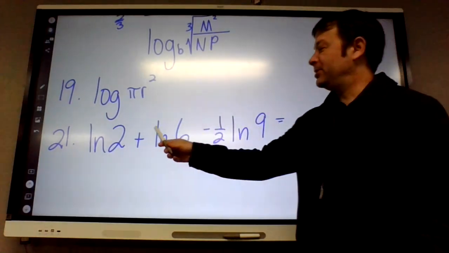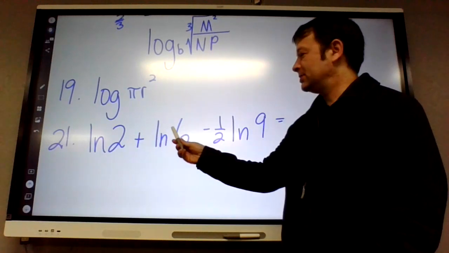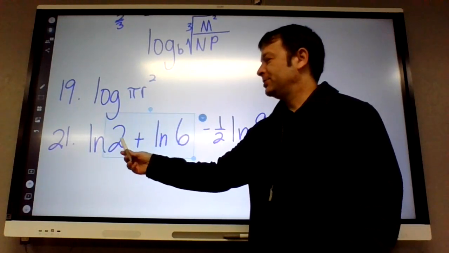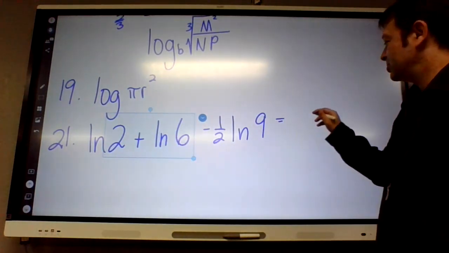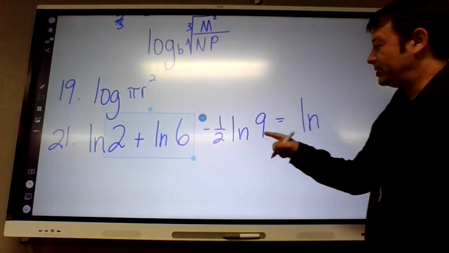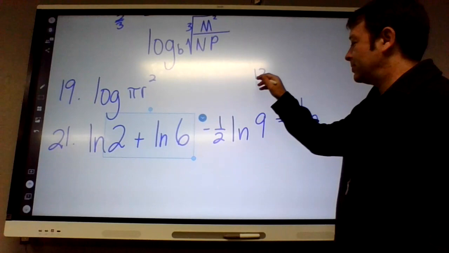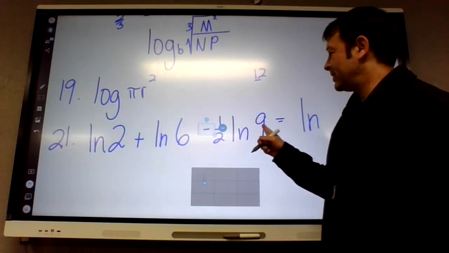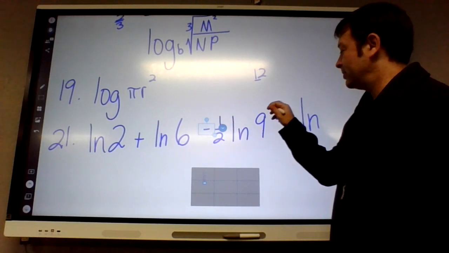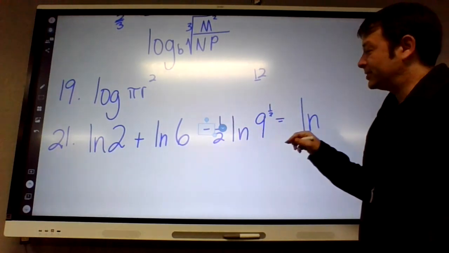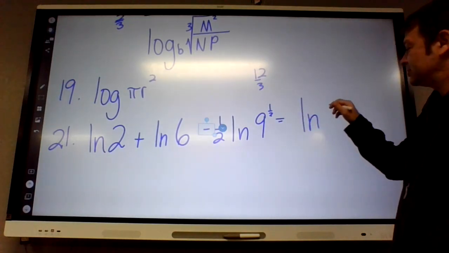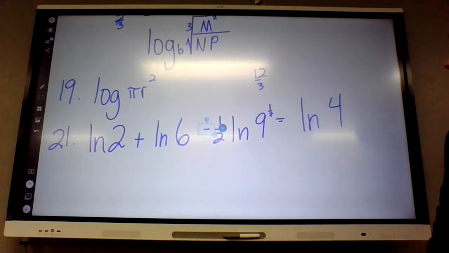Okay, so what are we gonna do with the 2 and the 6 on this one? Multiply. 2 times 6 is 12. So 12 is gonna go on top. What are we doing with this guy? Dividing. What are we dividing by? 3. 9 to the 1/2, which is 3. 12 divided by 3 is 4.